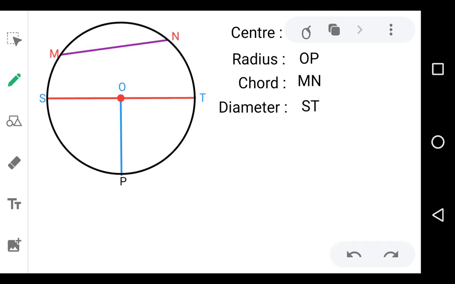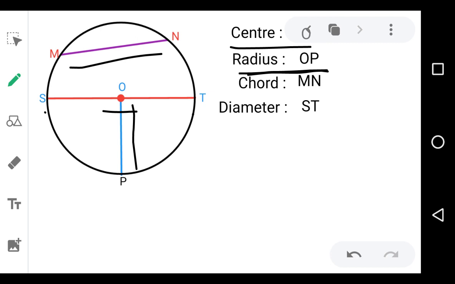Now after that, observe the figure and identify the parts of the circle. Now here, first we see point O. Here O is the center and OP is the radius of the circle. Now MN is a chord of the circle and ST is the diameter of the circle.